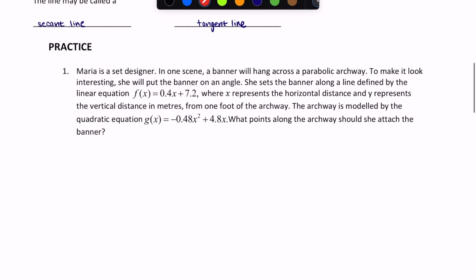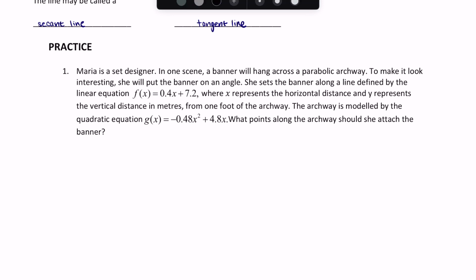Okay, so let's look at some practice examples. Maria is a set designer. In one scene, the banner will hang across a parabolic archway. To make it look interesting, she will put the banner on an angle. She sets the banner along a line defined by the linear equation f of x is equal to 0.4x plus 7.2, where x represents the horizontal distance and y represents the vertical distance in meters from 1 foot of the archway. The archway is modeled by the quadratic equation g of x is equal to negative 0.48x squared plus 4.8x. What points along the archway should she attach the banner?